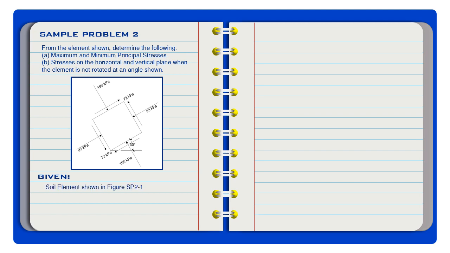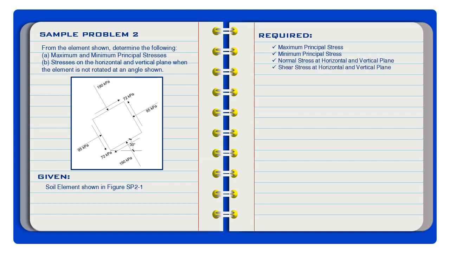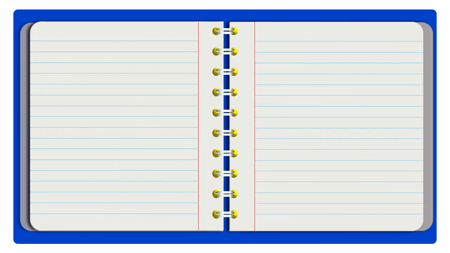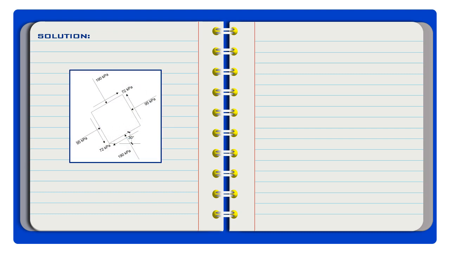So, as a given, we have the soil element shown in figure SP2-1. Then, we have the required, which are the maximum principal stress, the minimum principal stress, the normal stress at the horizontal and vertical plane, and the shear stress at the horizontal and vertical plane. For our equation, we will have the Mohr's circle procedures and its concepts. To solve this problem, let's take again the inclined element that is given.